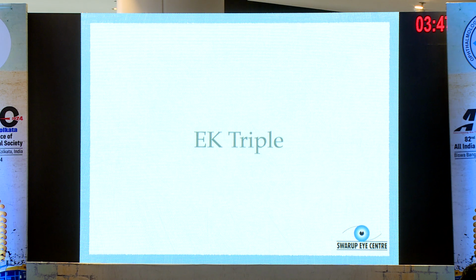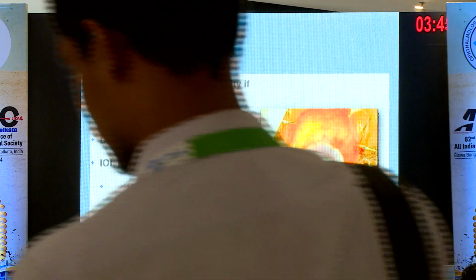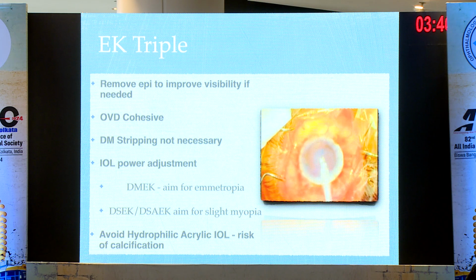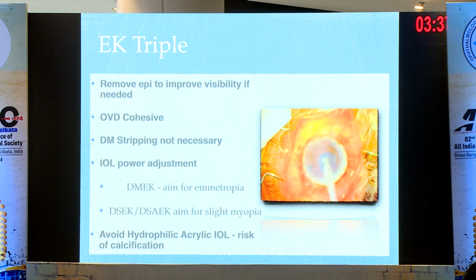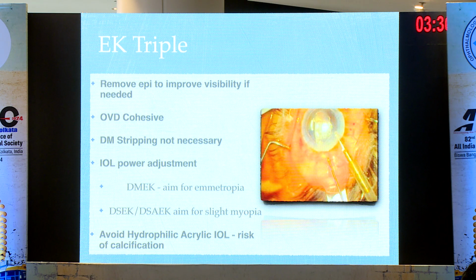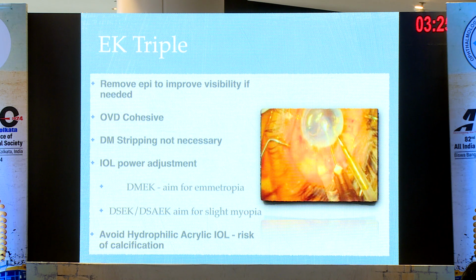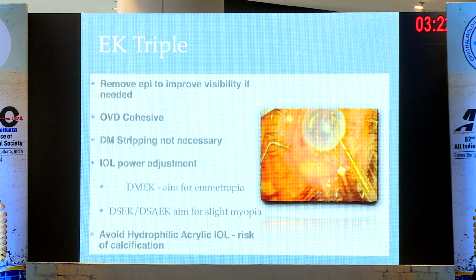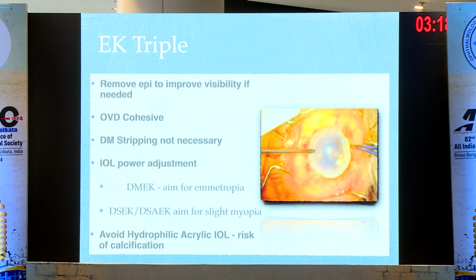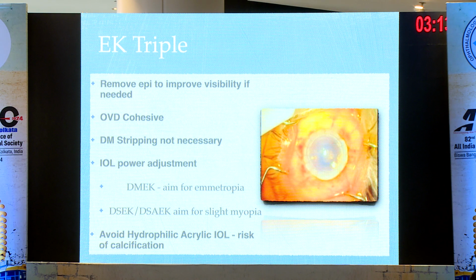When you're combining with a triple procedure, so it could be a DSEK triple or a DMEK triple, some important points: remove the epithelium to improve your visibility, like I showed in the previous video. Don't hesitate to do that. Always use a cohesive OVD in an EK triple procedure, because if you leave dispersive OVD in the AC, it can prevent adhesion of your endothelial graft, and the dispersive OVD can come in the interface and even cause haze. That's a very, very important thing that you have to keep in mind.